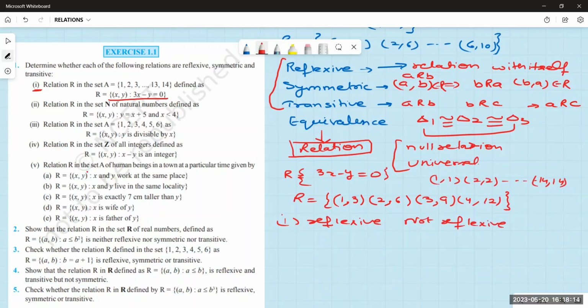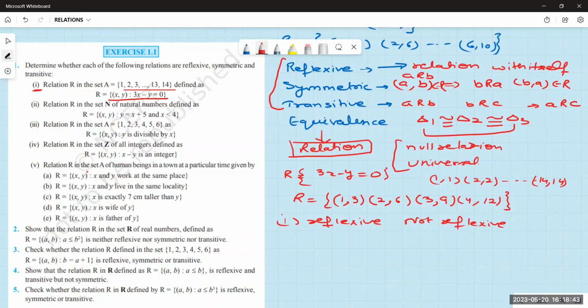It's not reflexive. That is what they have asked. But if they say, justify your answer, suppose it is a 1 mark question, you can say 1, 1 does not belong to R, because there is no element such as 1, 1 or 2, 2 in this, since all the elements should be there. It's not like 1 or 2 only. If there are 14 elements, 1 to 14, then all should be there. If even a single one is missing, suppose 1 to 12 is there, 13 and 14 are missing, still it is not reflexive.